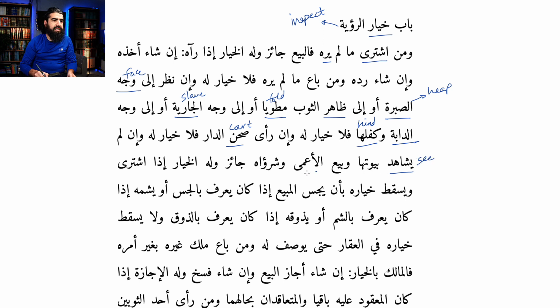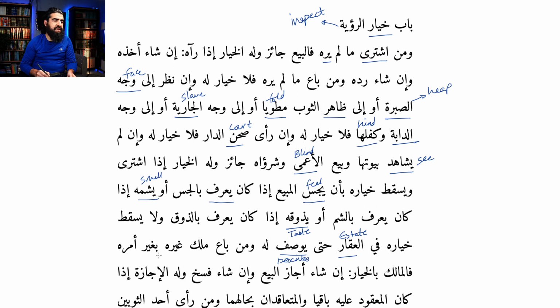بيوت وبيع الأعمى, blind person. وشراء جائز وله الخيار إذا اشترى. يسقط خيار بأن يجس, جس means to feel. المبيع إذا كان يعرف بالجس ويشمه, smell. These kinds of words, I'm sure you know them anyway. يذوق, to taste. إذا كان يعرف بالذوق ولا يسقط خياره في العقار. عقار means estate, estate property. حتى يوصف, to describe. وصف يصف, to describe.